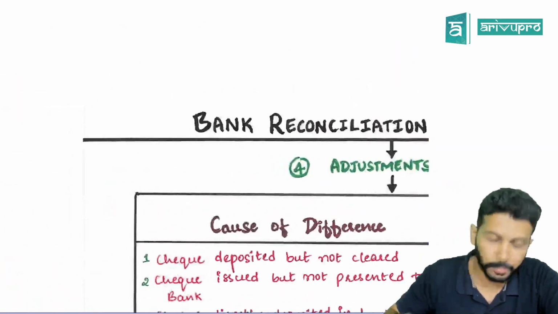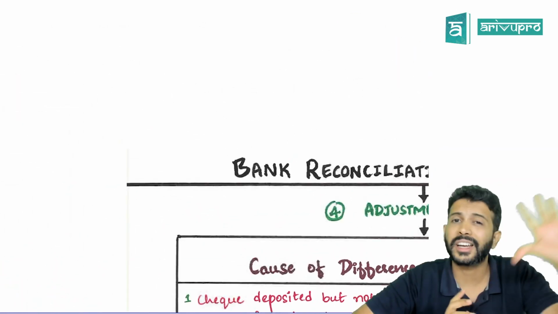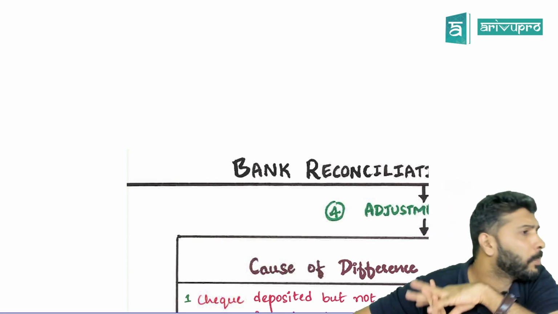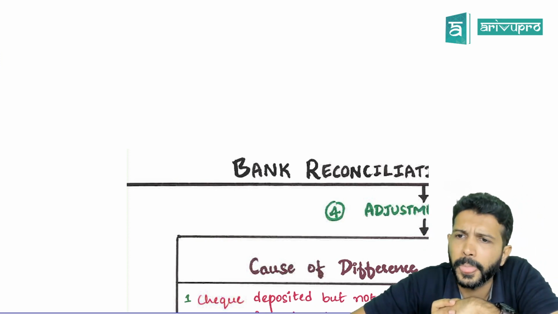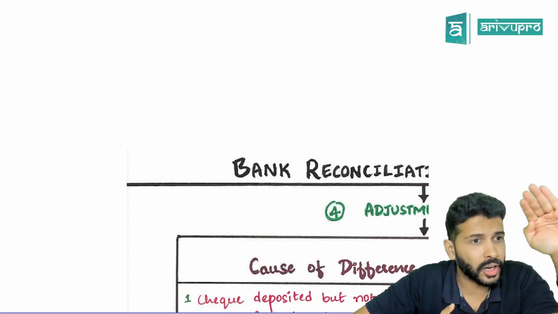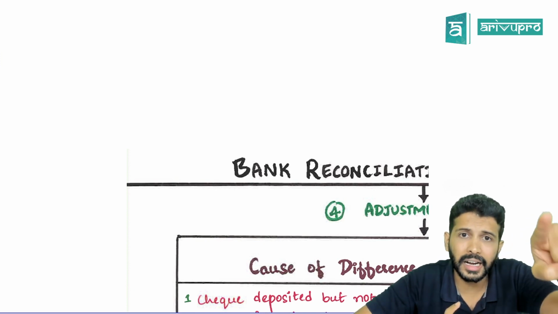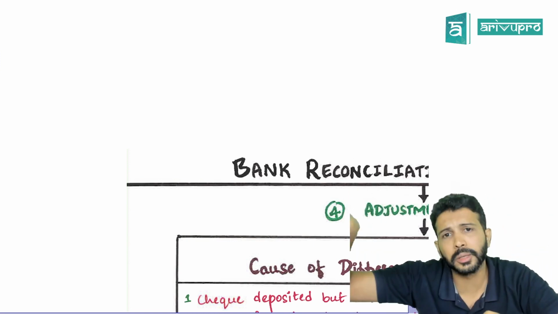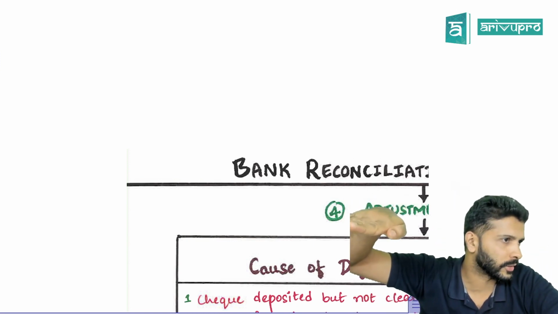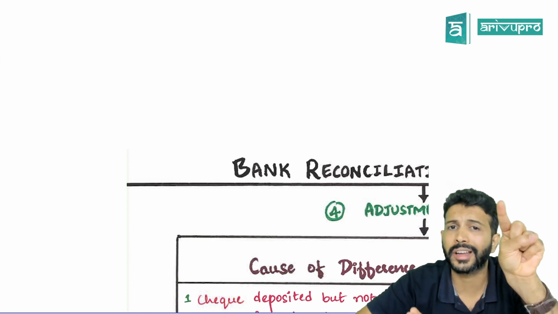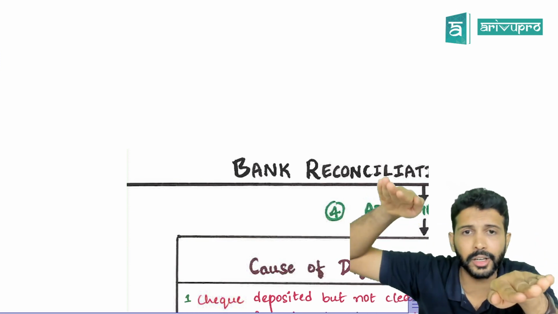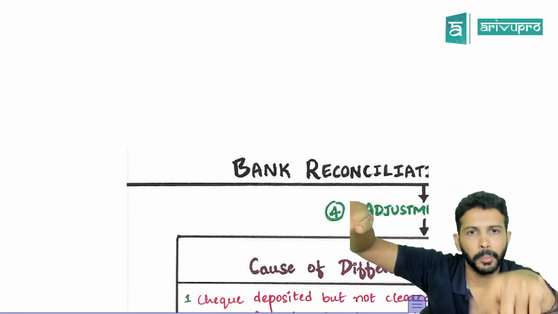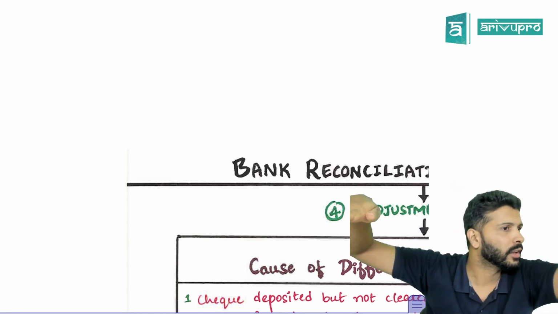Let me say that once again, that is important. What did I say? First identify the starting point. What is the significance of the starting point? Whatever is your starting point, only that book you can increase or decrease. The other book, can you touch it or does it remain constant? It remains constant. If your cash book is your starting point, the passbook remains constant. Plus or minus can only be done in the cash book.